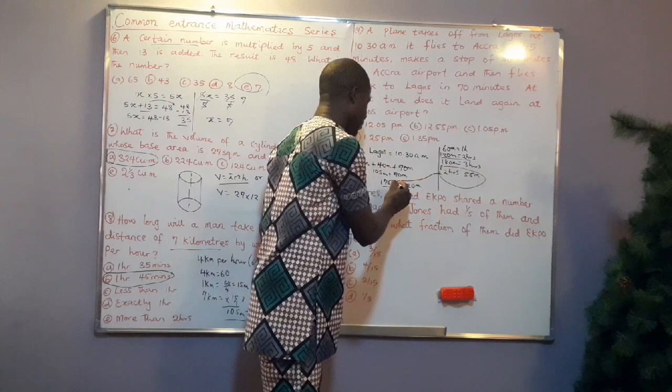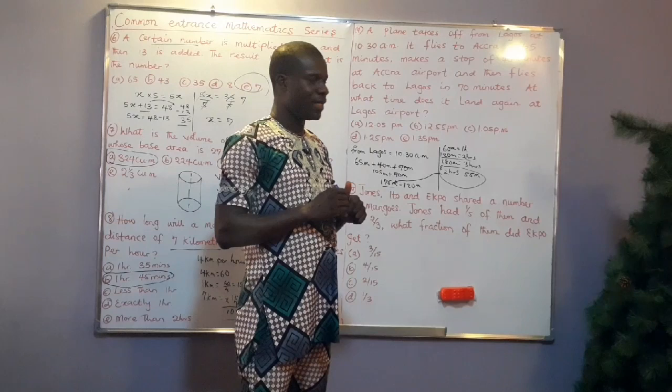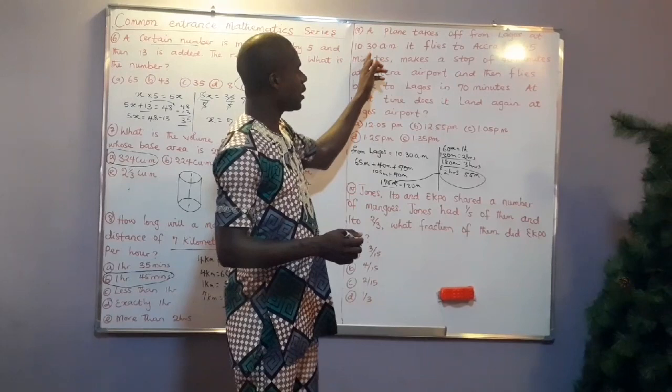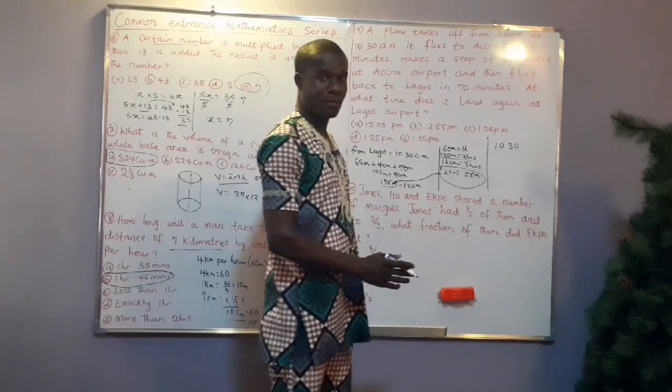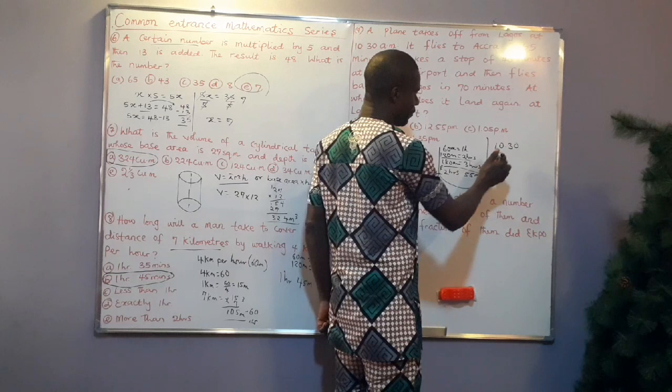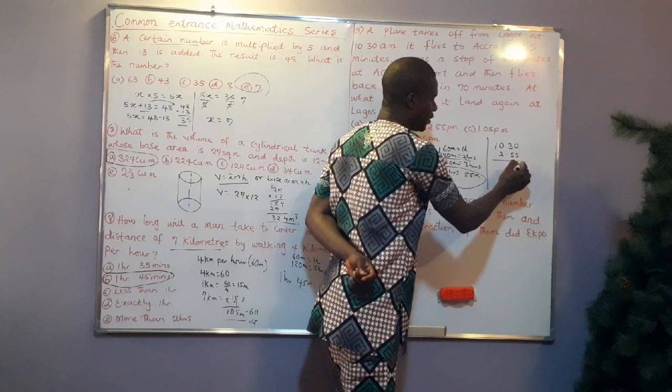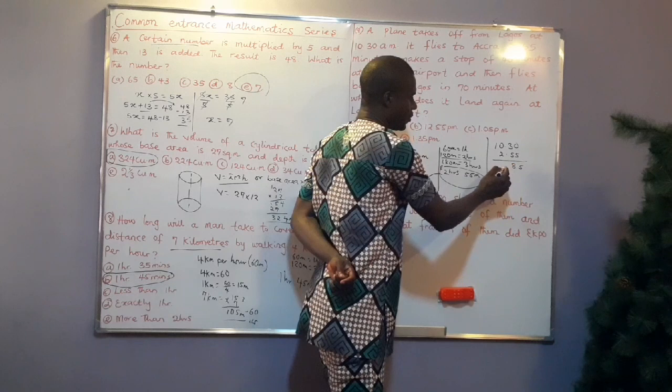Now, remember, the question says, at what time does it land again at Lagos Airport? So to find the time it lands again at Lagos Airport, we have to do 10:30 when it took off plus the time it took the plane to go and return back, which is 2 hours, 55 minutes. Add 2 hours to this and 55 minutes to this. So 5 plus 0 is 5. 5 plus 3 is 8, right? 2 plus 0 is 2. 1 plus, then bring down this one.